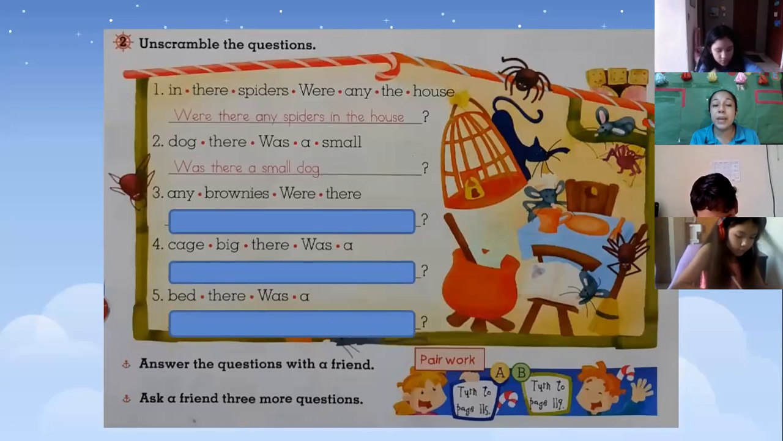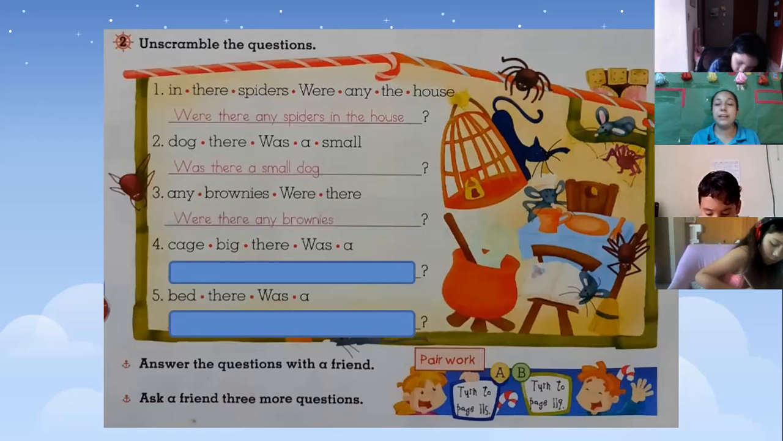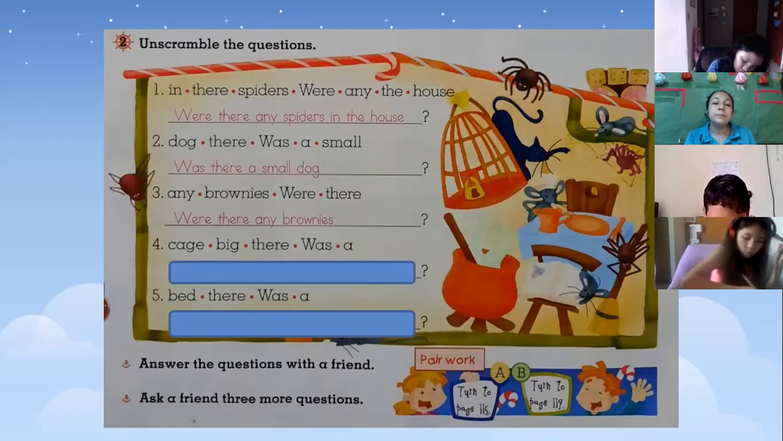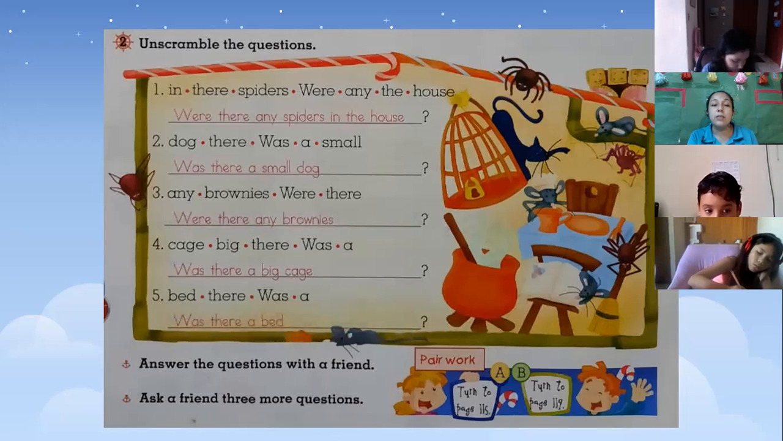Now, number 3, any brownies were there? Were there any brownies? Exactly. Number 4, cage big, there was a. Was there a big cage? ¿Había una jaula grande? Was there a big cage? Was there a bed? Yes, the last one, was there a bed?